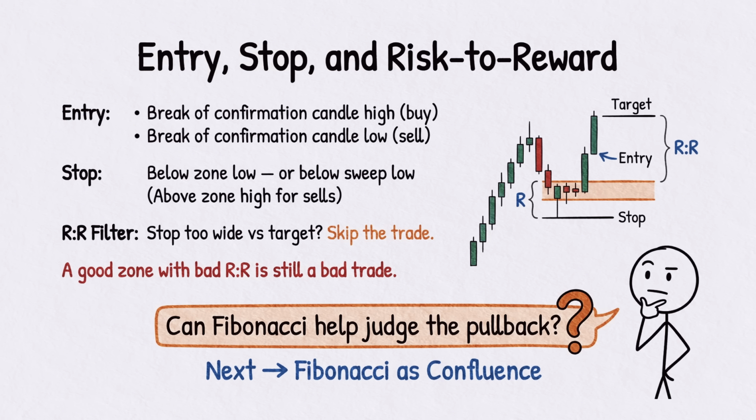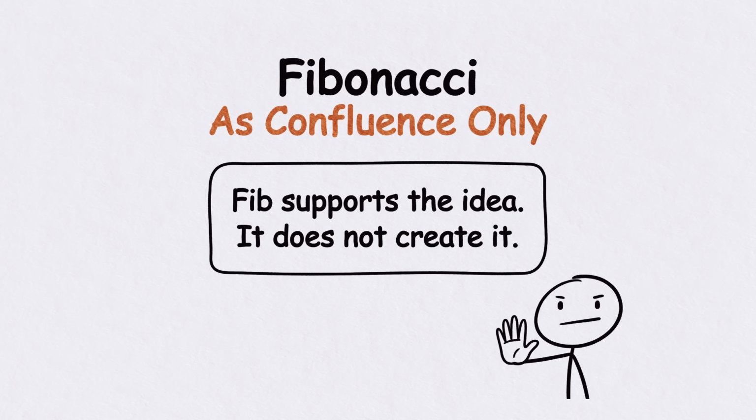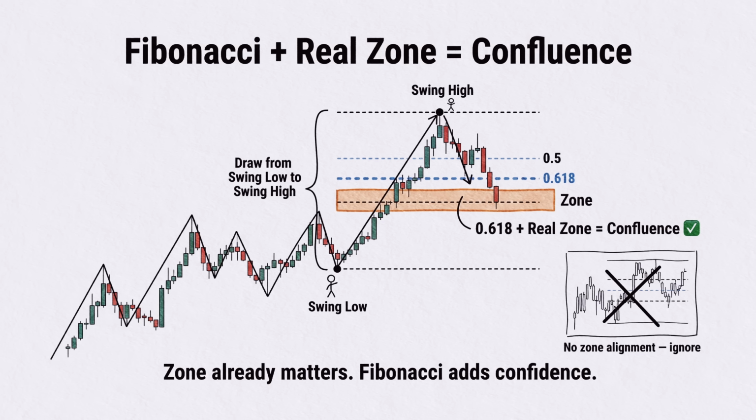There is one tool that can help judge whether the pullback is balanced, but only if you use it correctly. Fibonacci is useful, but only when it supports a trade idea that already makes sense. Fibonacci should not create the trade idea by itself. Draw it only on a clean impulse wave. For buys, draw from the swing low to the swing high. For sells, draw from the swing high to the swing low. The levels I care about most are the 0.5 and 0.618 area, because they often show a balanced pullback.